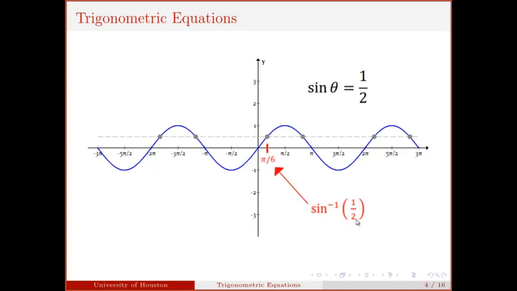Because the sine function is periodic, if we add 2 pi to pi over 6, or if we subtract 2 pi from pi over 6, we obtain additional values of theta where the sine function attains a y value of 1/2. Another solution of this equation is theta equals 5 pi over 6. Again, if we add 2 pi to this value, or if we subtract 2 pi from this value, we obtain additional solutions of the same equation.